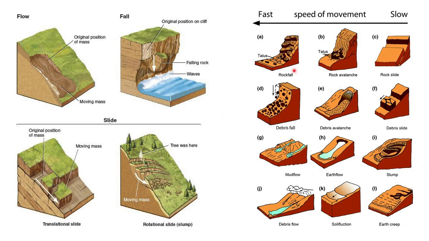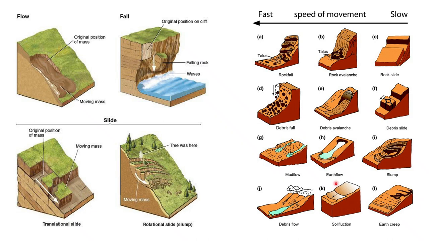For example, rock fall and debris fall, since the slope is vertical, it will have a fast speed of movement, and debris avalanche, debris slides, that one is a bit slow. Mud flow is very high intensity in terms of speed of movement because of the mixture of soil and mostly mud with water. So the speed of movement is almost similar to the flow of a river.